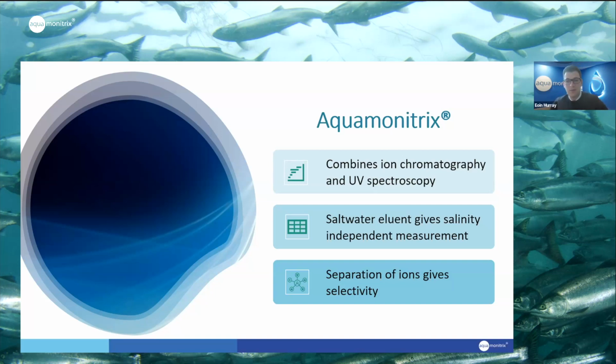So within our last webinar, we went into this in a lot more detail, so we'll just touch on it here. But the key aspect of the Aquamonitrix analyzers is that through separation, in combination with our UV LED detection setup, we achieve selective detection of both nitrite and nitrate.